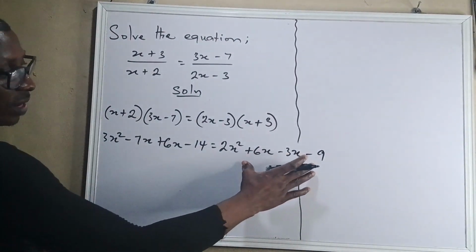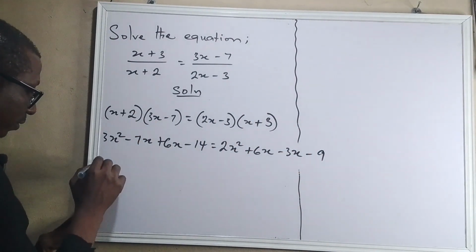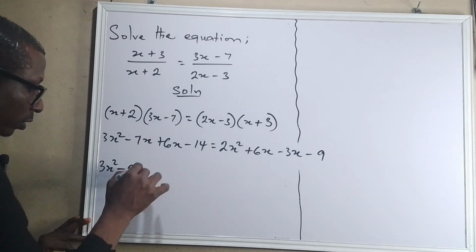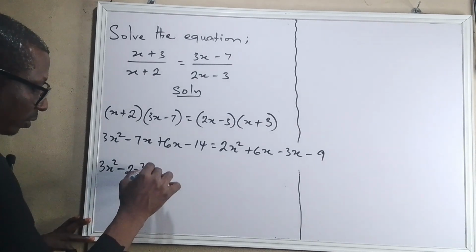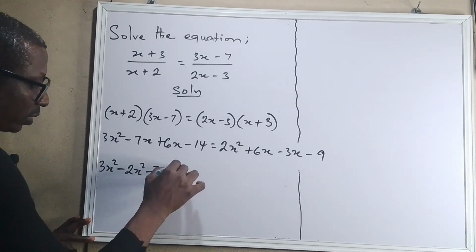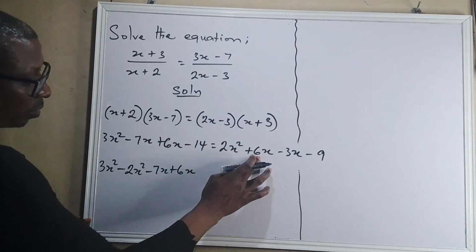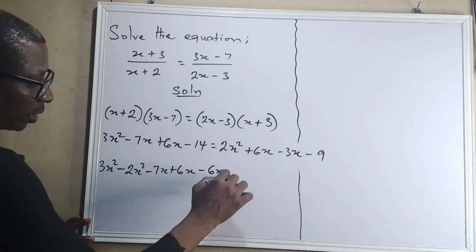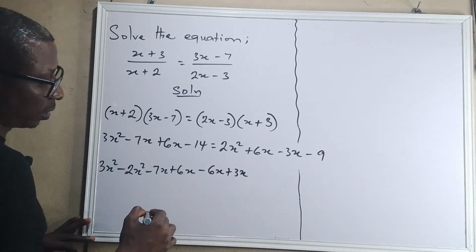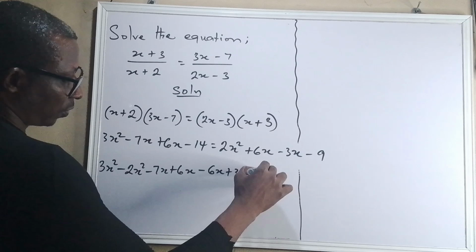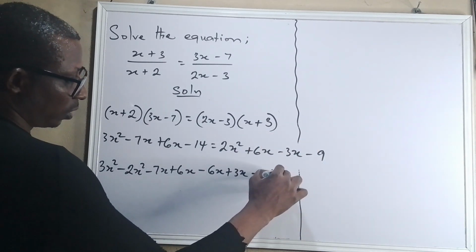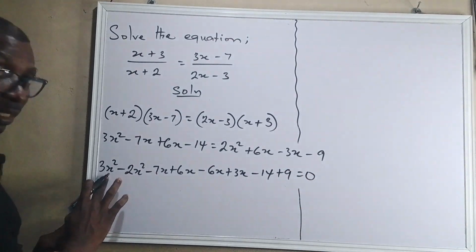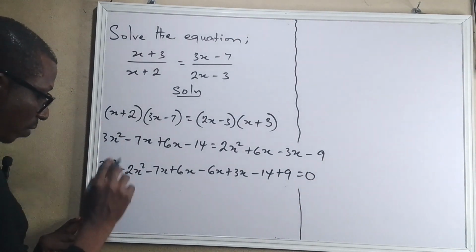Now let's move everything to this side. So we have 3x squared minus 2x squared. So we have minus 7x plus 6x. Now, when this one comes there, it becomes minus 6x, plus 3x. And so we are left with minus 14. And this one comes there, becomes plus 9 equals to 0. Right now, so 3x squared minus 2x squared, that gives you 1x squared.